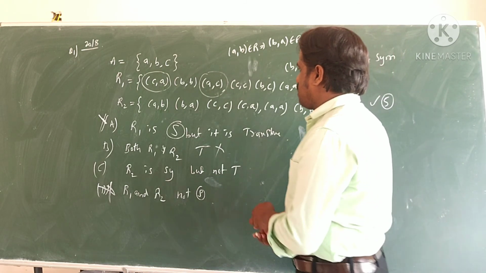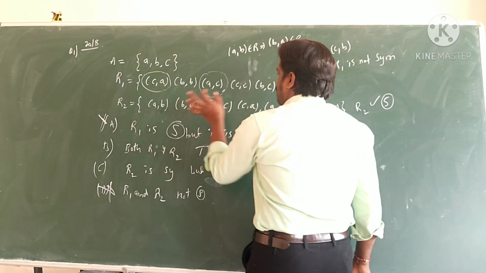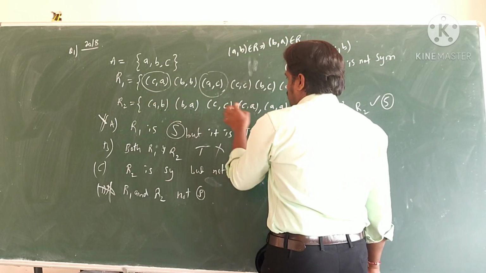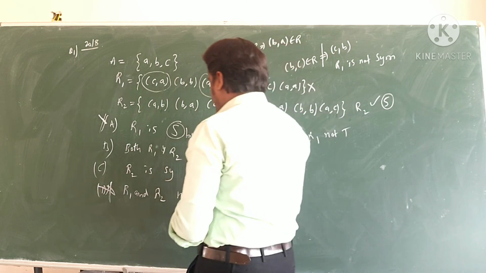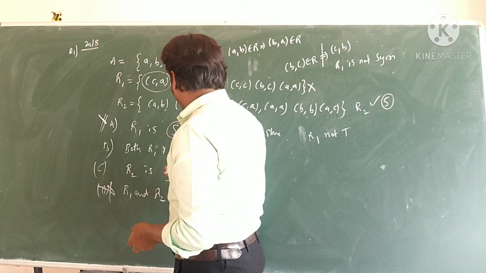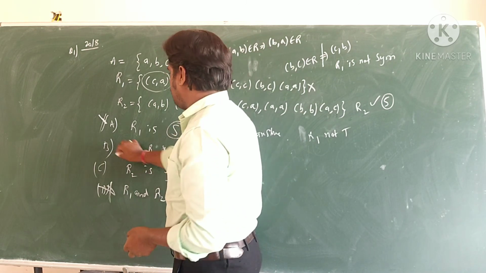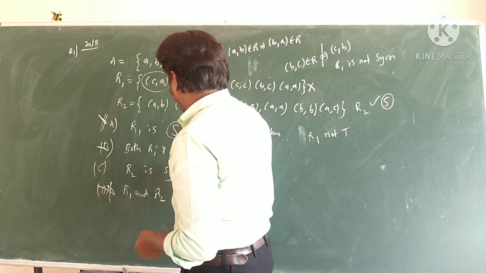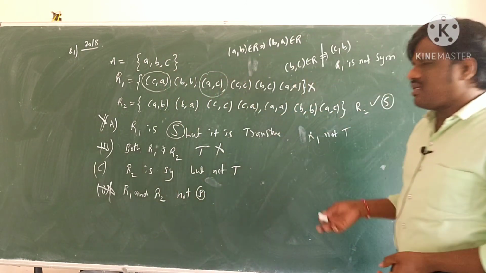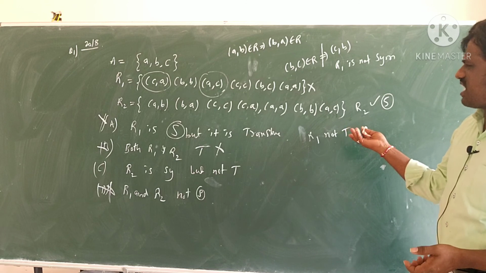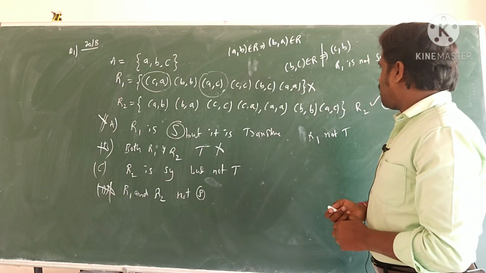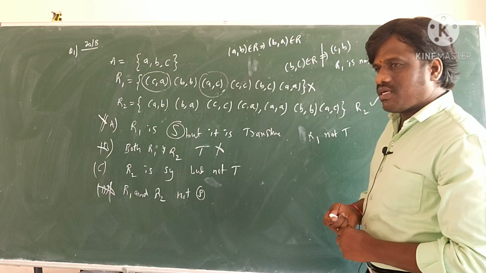Okay, next here, A comma B, B comma A you have, C comma C. From the options only, you can eliminate here. R1 is not transitive means this is cancelled out, and what is left is this only. So automatically it will be the answer, but we have to check it. If you want, you can check it there. We got that R1 is not transitive, right?